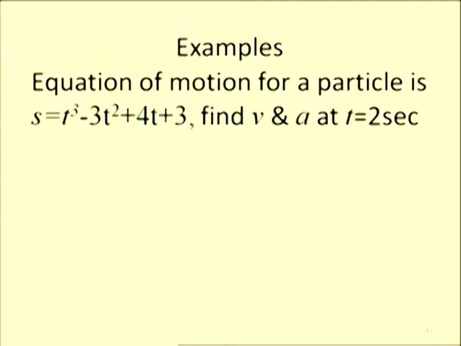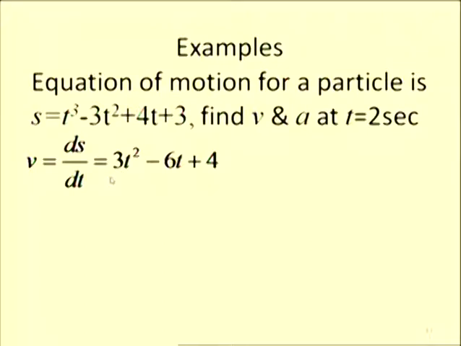Here there is another equation of motion of a moving object or a moving particle, and we are asked to find velocity and acceleration at t is equal to 2. So if we differentiate this with respect to t, we get v, that is ds by dt. So the derivative of t cube is 3t square, minus the derivative of 3t square, that is minus 6t, plus 4.